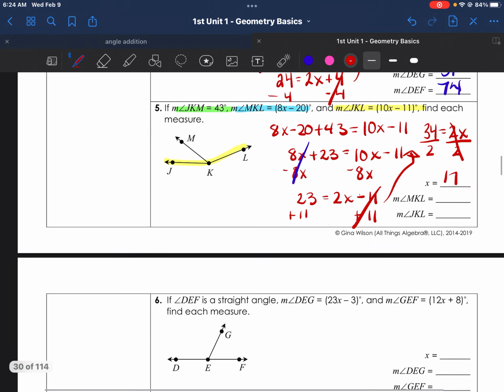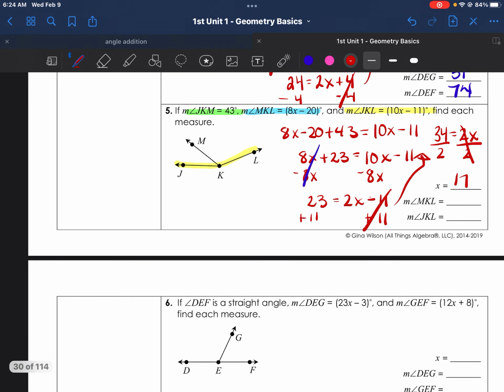Wonderful, wonderful. We already know the rhythm and the tempo. Let's go ahead and get into it. So MKL will be 8 times 17 minus 20. So 8 times 17 minus 20 will give us 116 degrees.